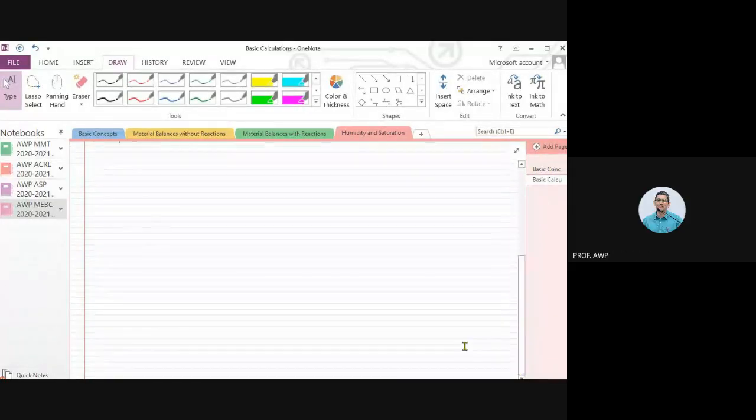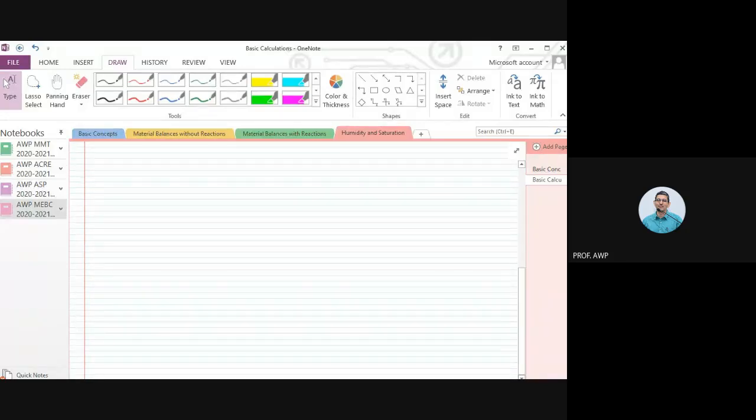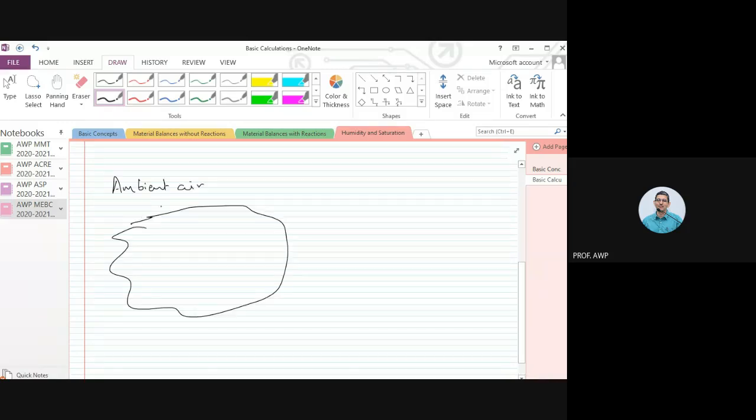Okay. Now imagine it is not raining outside. Imagine that you are in some country, or some part of India, where it is not raining. So let's say this is your ambient air. Let's assume that the total pressure is 1 atmosphere, which means 760 mmHg.